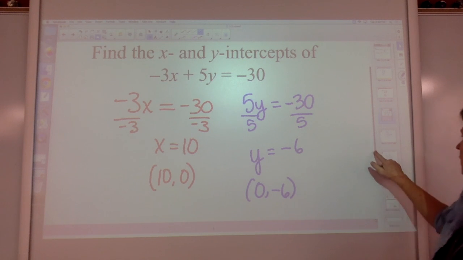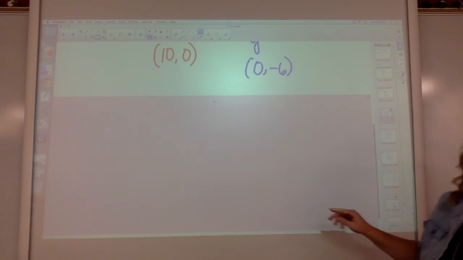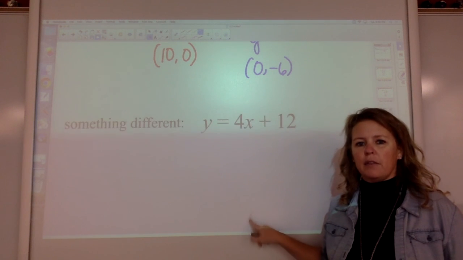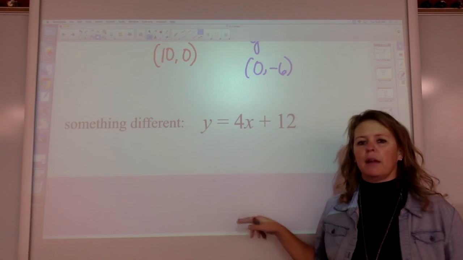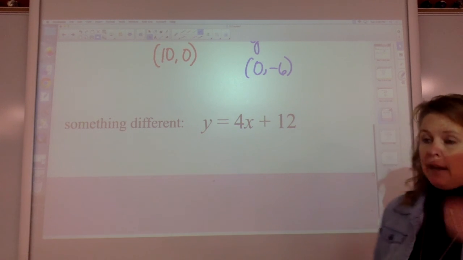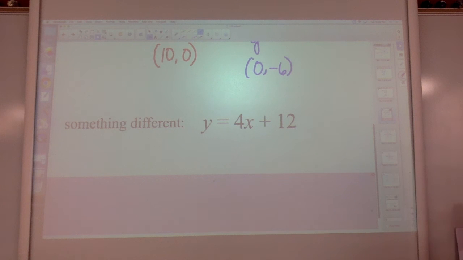There's an x and y intercept. And you'd love it if I'd be like, okay, now you know how to do that. But then there's always this one that's different. Seems like every time in math they're like, yeah, but what if? Here's your yeah, but. What if y equals 4x plus 12?